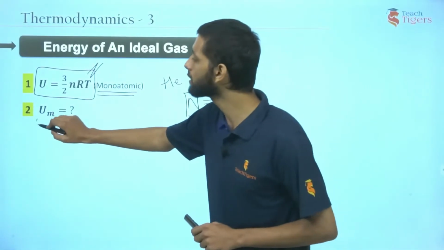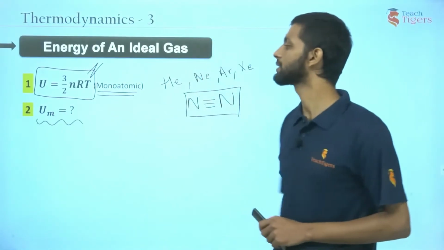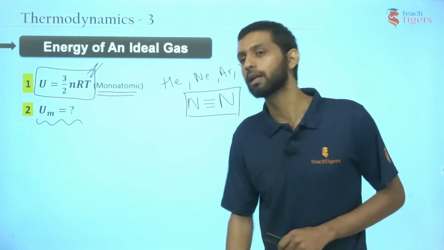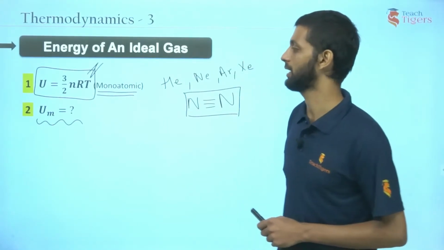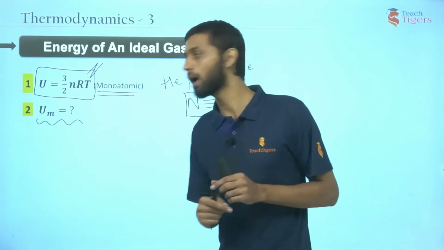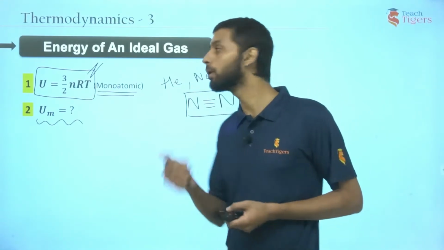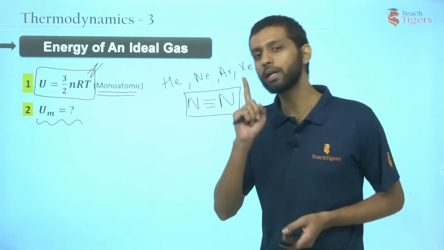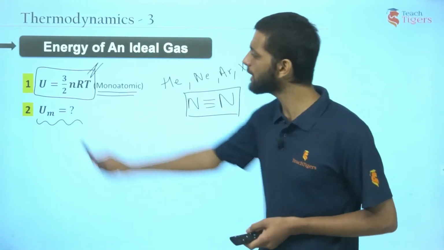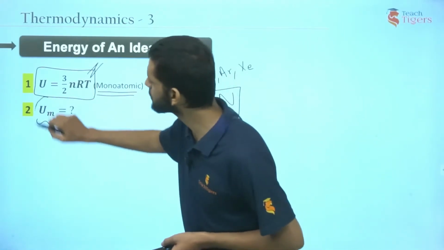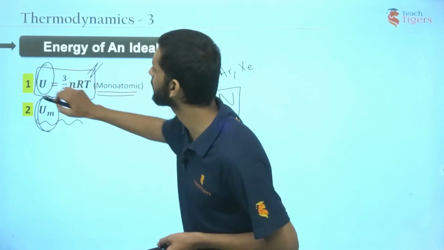What is the molar energy of a monoatomic gas? First you have to ask, what is molar? Molar means per mole. It means when you take only 1 mole of the gas. So it's very easy. You say molar energy, you already know the formula for energy.